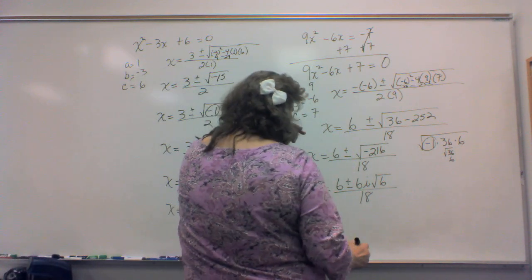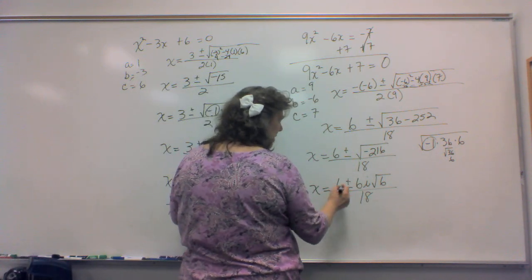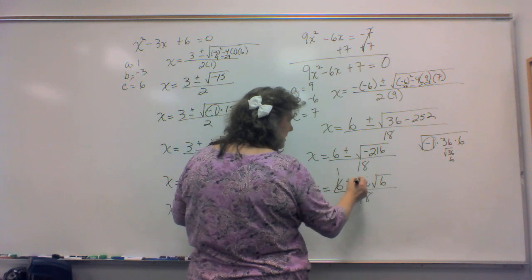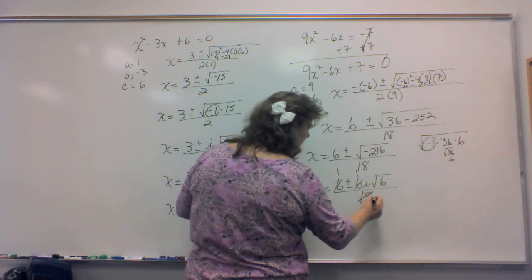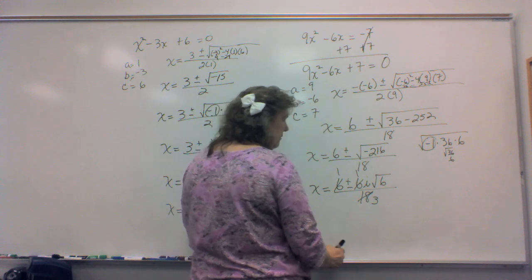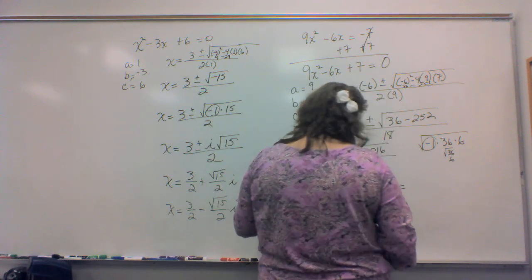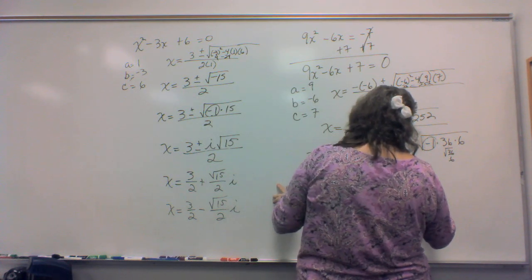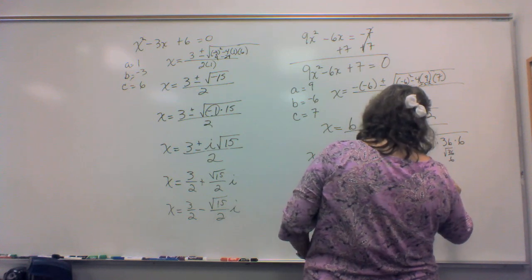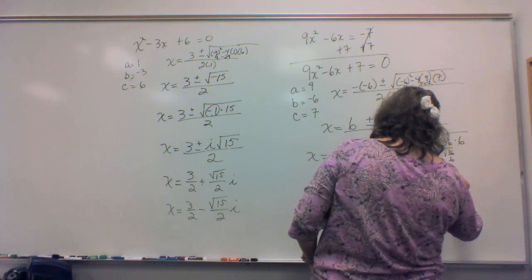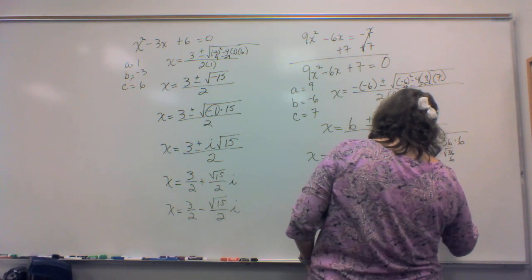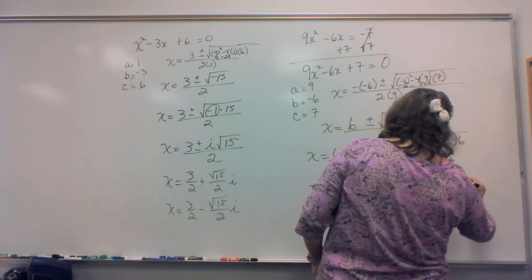Now, notice 6 in common. 6 divided by 6 is 1, 6 divided by 6 is 1, 18 divided by 6 is 3. Written as a complex number, you have 1/3 plus or minus square root of 6 over 3 i.